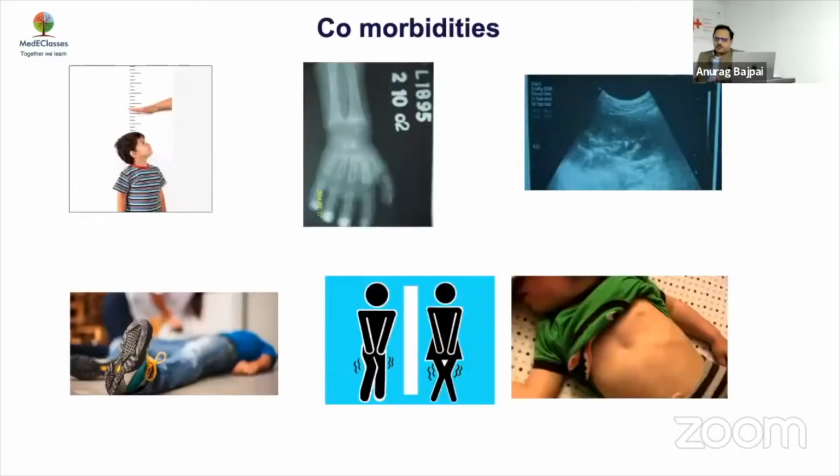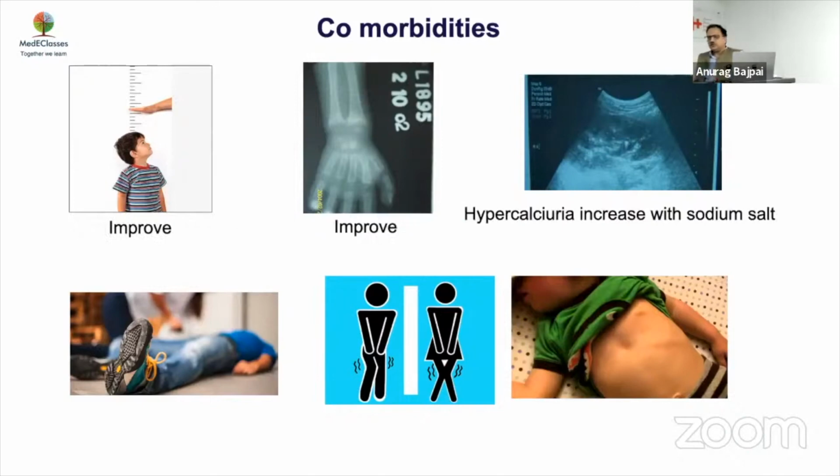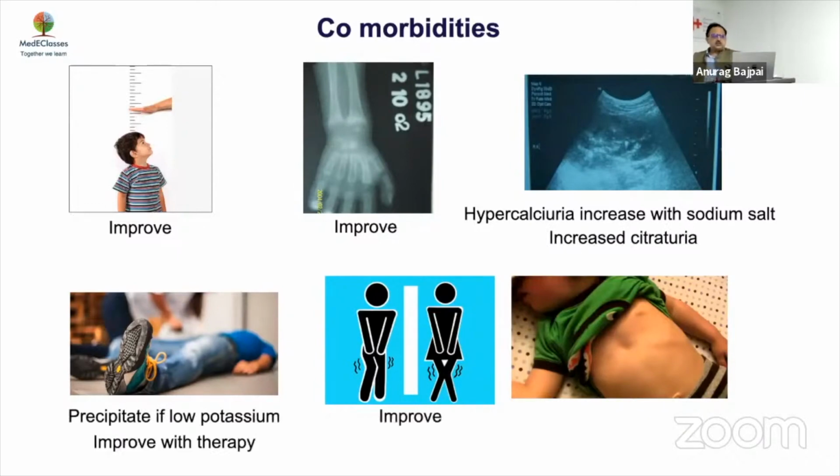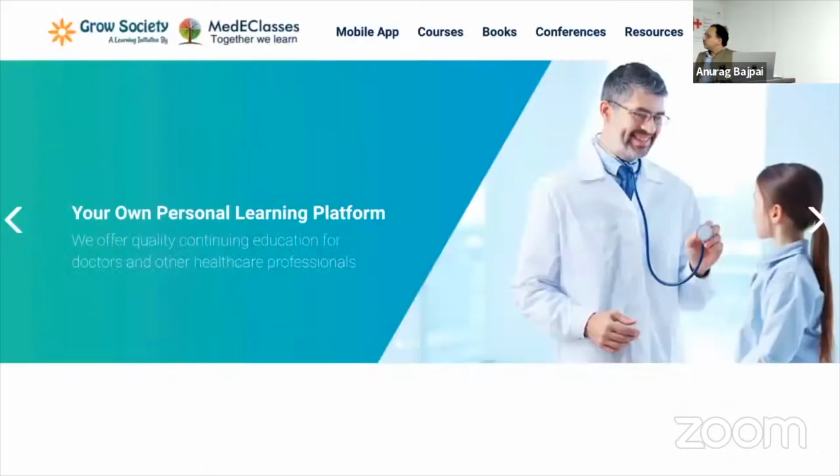Now, what will happen? You have to monitor for growth, which is expected to improve. Bones will improve. Nephrocalcinosis may persist. If there is hypercalciuria, you basically give thiazides in that setting. You may be precipitating the hypokalemic paralysis, so be cautious in the initial phase. Polyuria will improve. Rickets, acidotic breathing, everything will resolve over time.